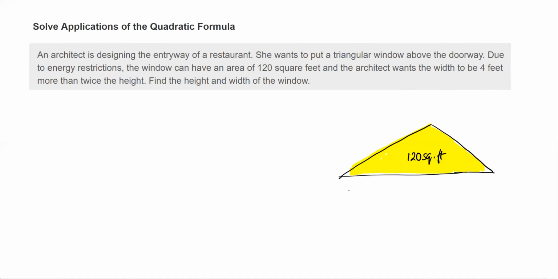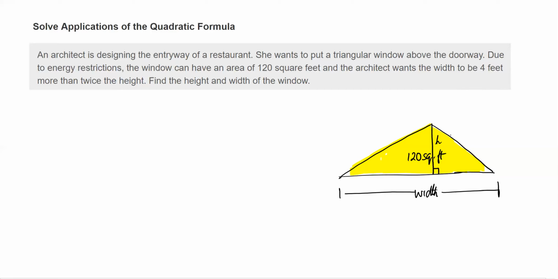Yeah. So let me write that out here. This is like the width because of the doorway, right? They talk about the doorway. They're placing this above the doorway. So the width makes more sense to be the base here. And there's a mention about the height. The height is always from the vertex down to the base and should always form a 90-degree angle. So that's your height. Okay.